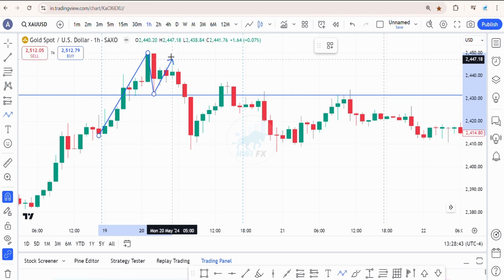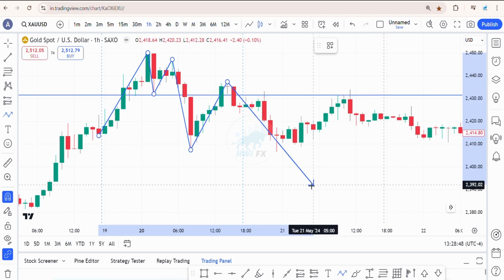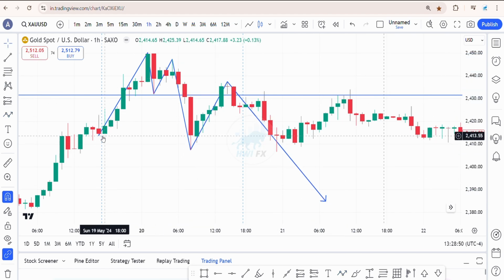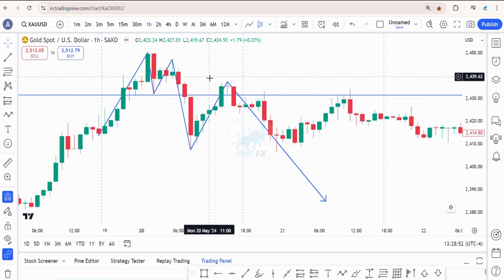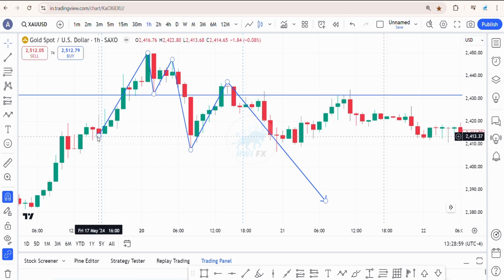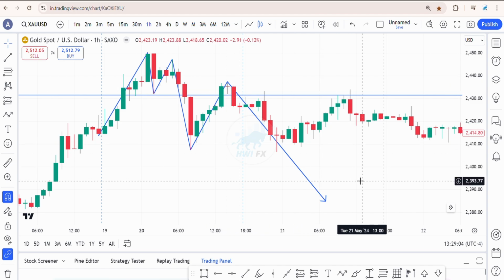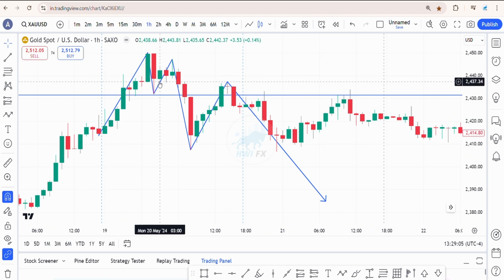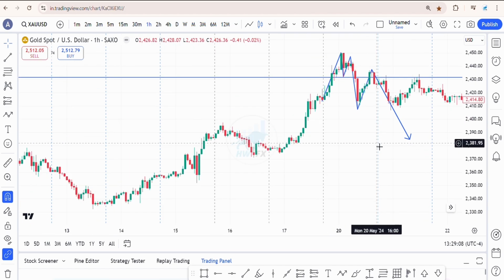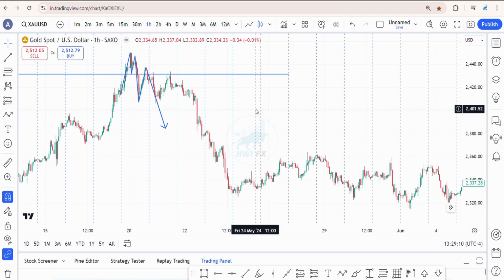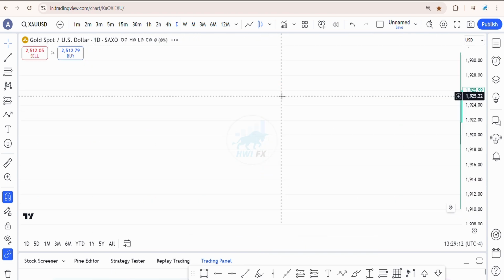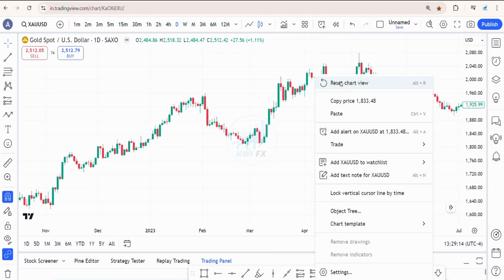But then they broke it to the downside with a very nice fair value gap and sold. They took all the stop losses here, which were in the form of liquidity for sellers, and they killed all the breakout buyers who were trying to buy here as well. So they took all the buy side liquidity over here and then sold off. Now let's go again to the daily time frame.